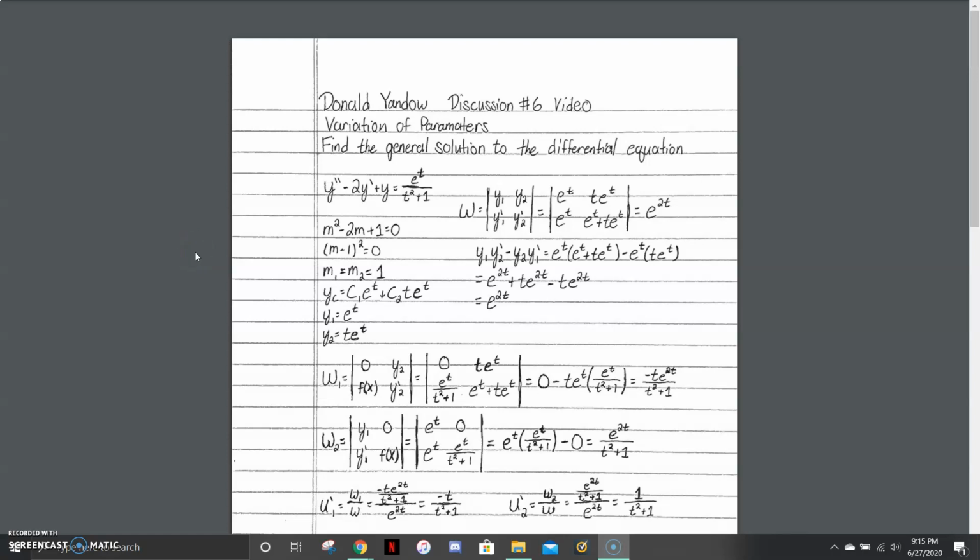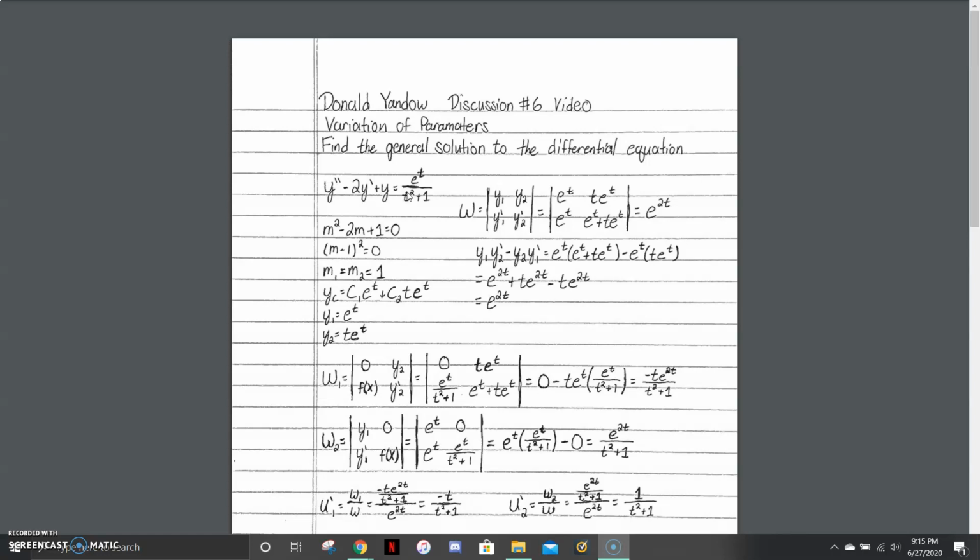Hey everyone, so today I'm going to be reviewing variation of parameters, and this example is from Dawkins, section 3-10. So our problem is to find the general solution to the differential equation, which is y double prime minus 2y prime plus y equals e to the t over t squared plus 1.